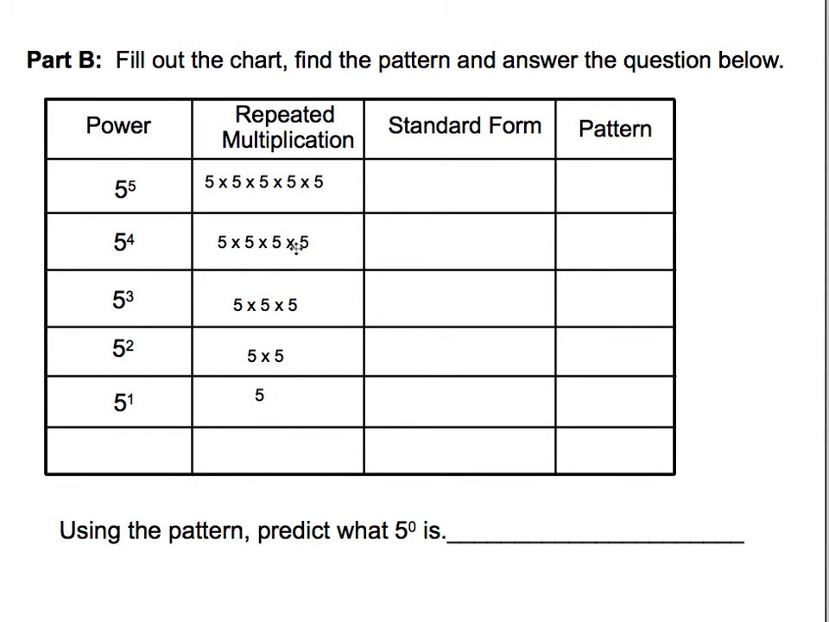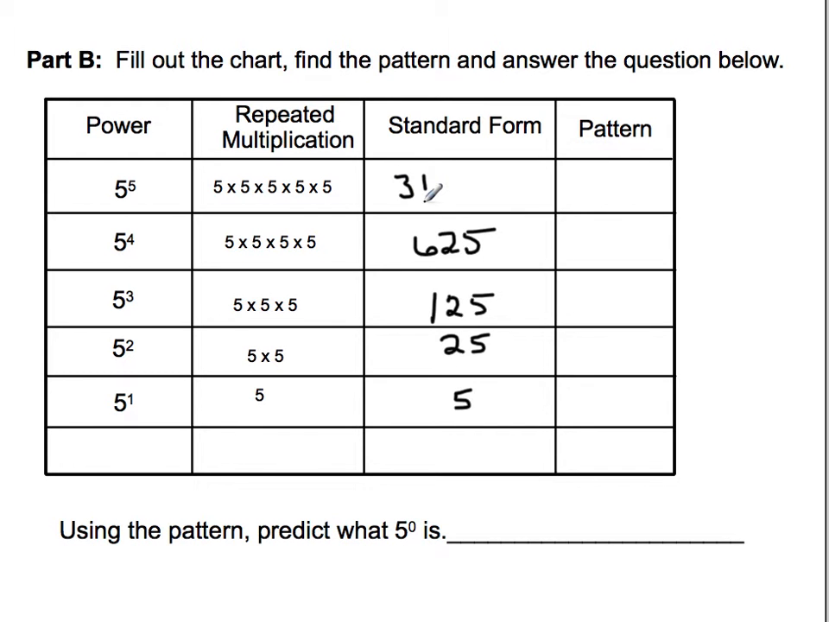Okay, let's see what happens. So this in standard form is just 5. This is 25. I'm going backwards. This would be 125. This should be 625. And if I did this correctly, this should be 3125.